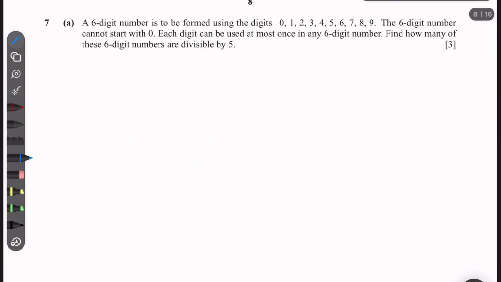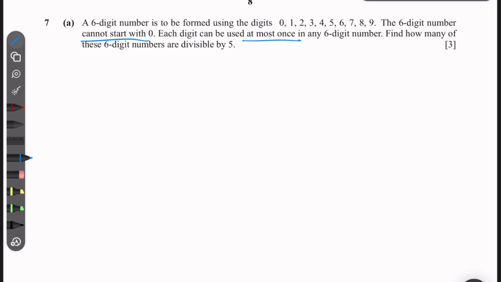Question 7. A 6-digit number is to be found using these digits. The 6-digit number cannot start with 0, and each digit can be used at most once in any 6-digit number. Find how many of these 6-digit numbers are divisible by 5.